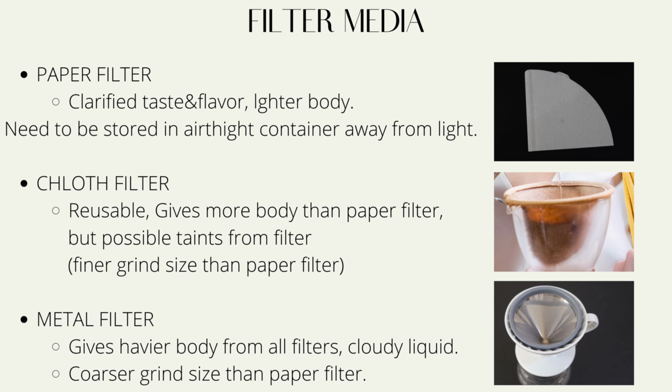If we are using a metal filter, we need to apply a little bit coarser grind size, since the holes on those filters are a little bit bigger and finer particles can go through the filter, which we don't want. So for the metal filter you need a coarser grind size than for the paper filter, and the metal filter will give a little bit cloudy liquid. When you extract your coffee, it will be a little bit dusty, you will be able to see the particles inside, and it will give coffee with a heavier body.